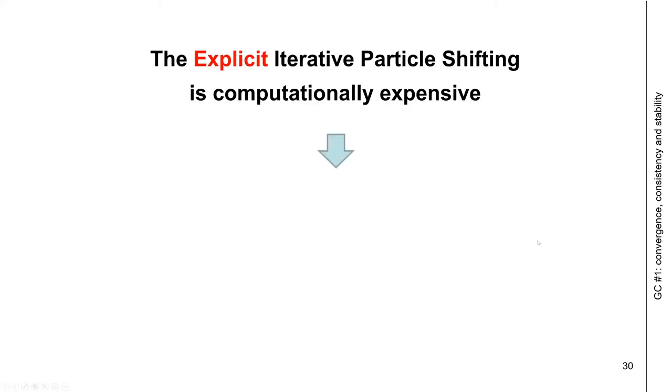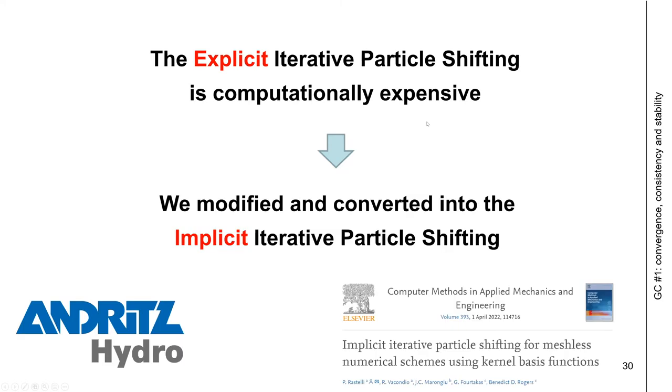The problem related to the explicit iterative particle shifting is that it is very, very expensive, and the computational cost increases a lot when you increase the number of particles in your domain. And so we changed it, making it implicit instead of explicit. And this work has been done in collaboration with Andriy Zaidro. The student who did this is Pietro Rastelli, who just obtained his PhD at the University of Parma a few months ago.